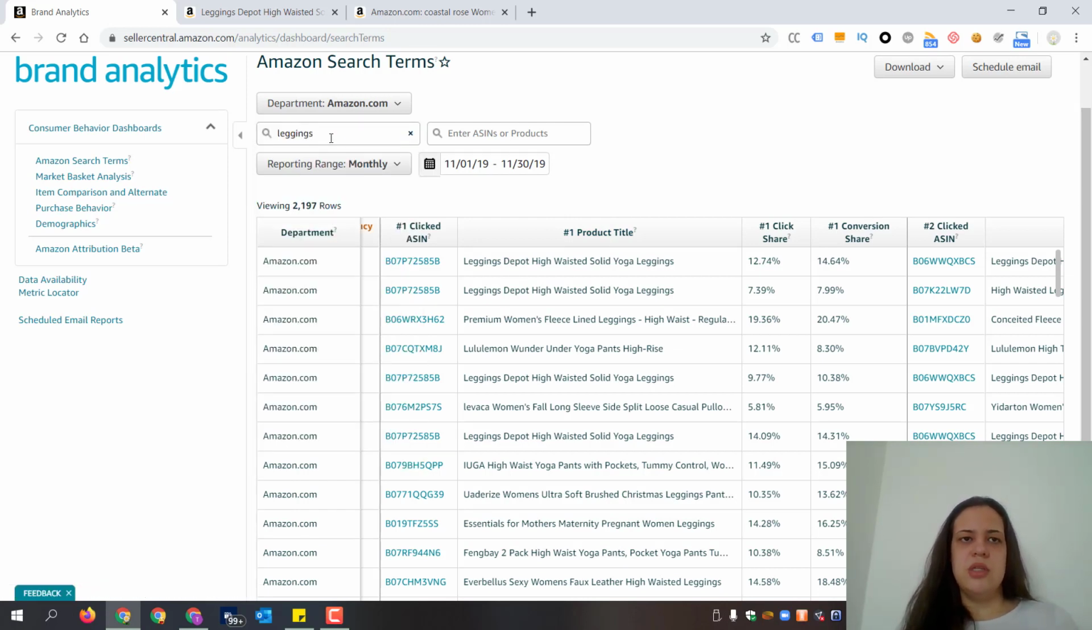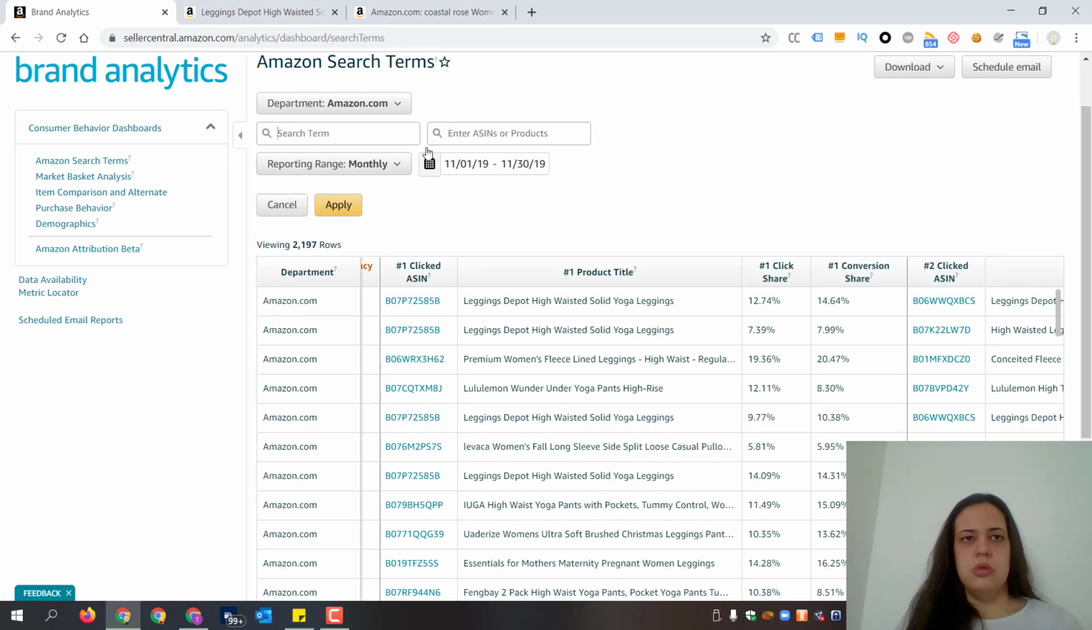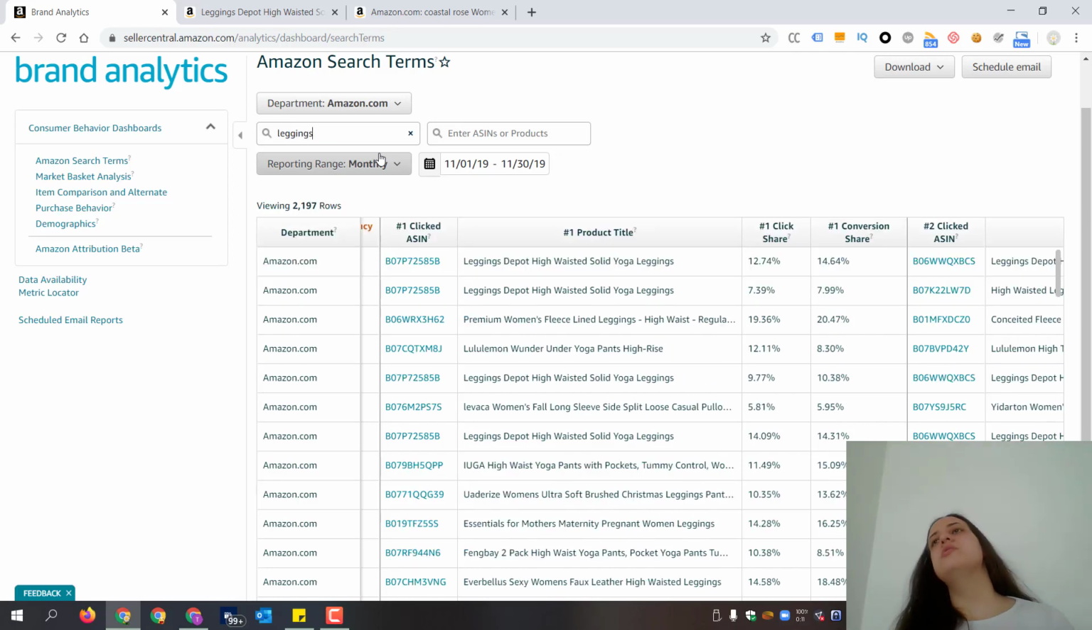Leggings, I've typed in the search term. Here you have the option to use a search term, and then type in something that's really closely related to your product, because you want to see what else there is. You don't want to type in any type of long-tail keyword in here. Just focus on your core keywords so that we ensure that Amazon is giving us like 2,000 rows, like in this example over here. Enter ASINs or products field.